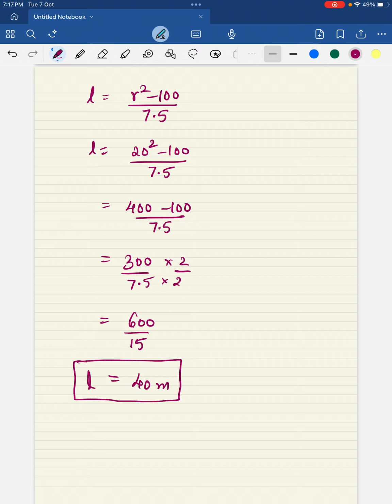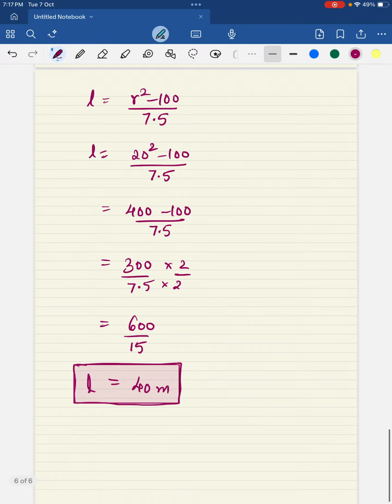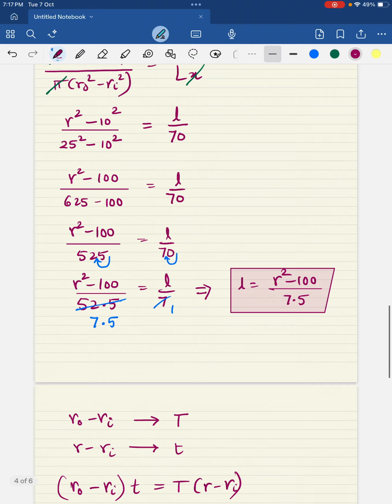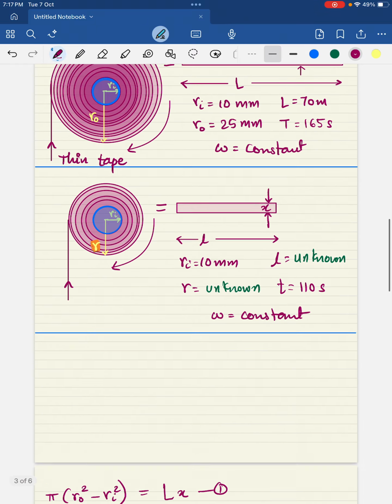So my student has not given me options over here, but even that would have been, I guess, a correct answer.